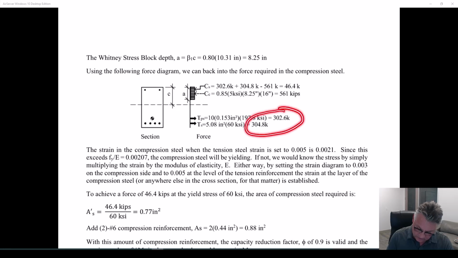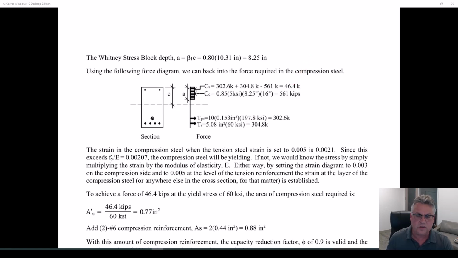This is the sum of tension. This is the force in the concrete. The sum of compression must equal the sum of tension. Therefore, we can all get out our calculators and add 302.6 plus 304.8 minus 561, and if I've done this right, everybody here will get 46.4 kips.